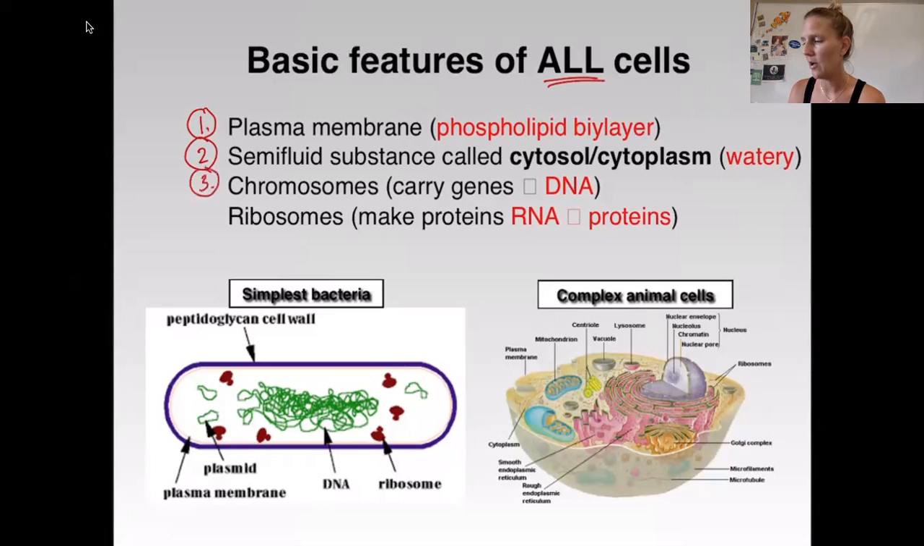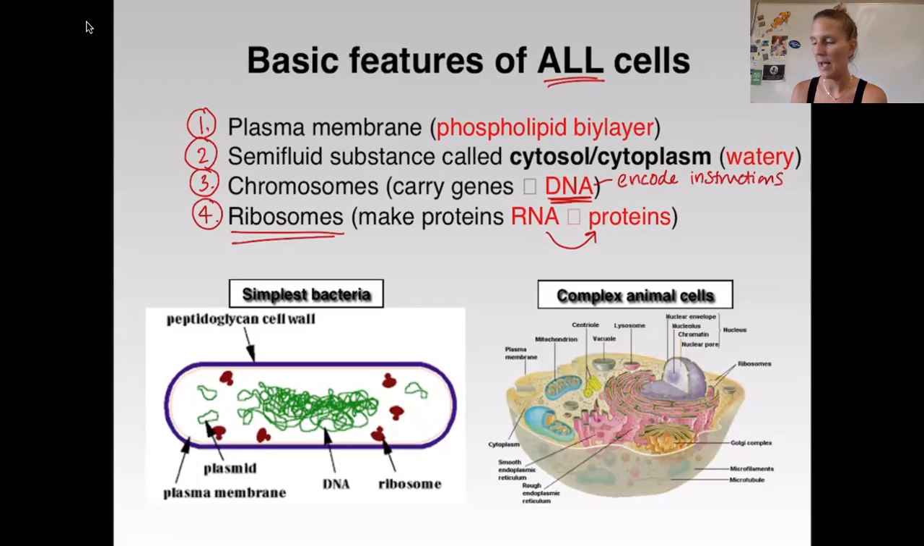Then every cell has to have DNA, right? That is going to encode kind of instructions for how that cell is going to live and function. And then the fourth and the final thing are ribosomes, all right? So ribosomes are the little molecular machine that is going to help RNA and make it into protein, right?